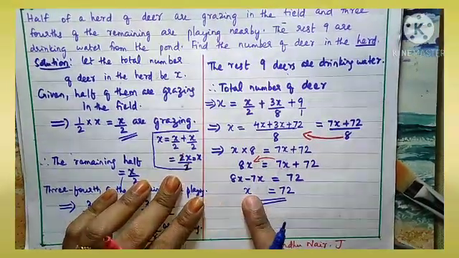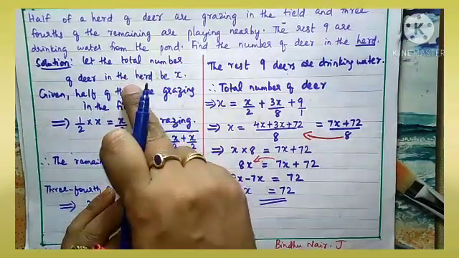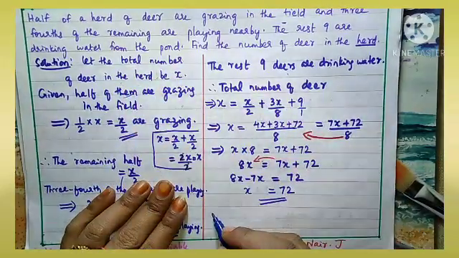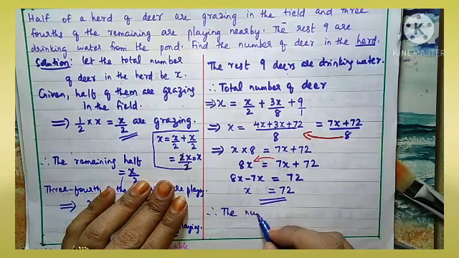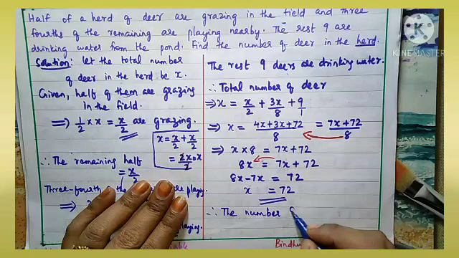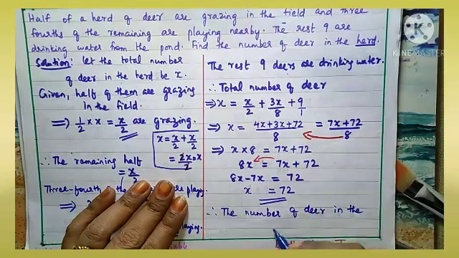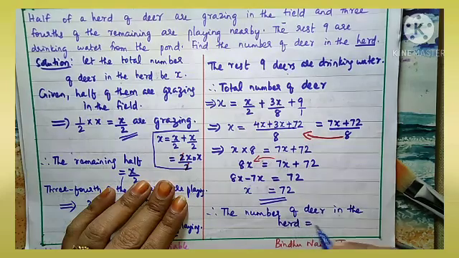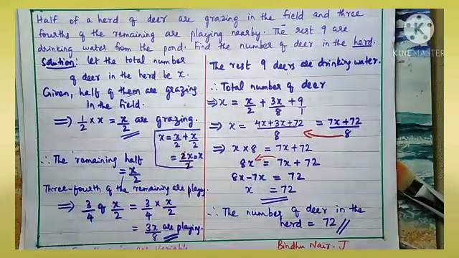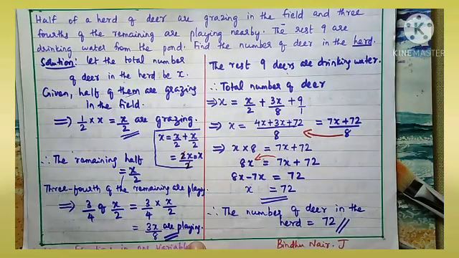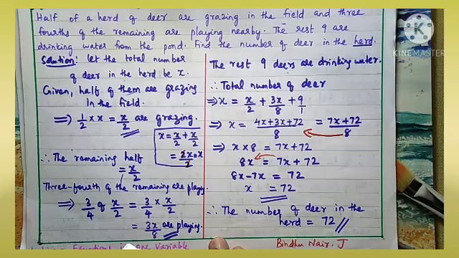And what is this x, children? What have we taken x as? Yes, the total number of deer. So finally you want to write, therefore the number of deer in the herd equals 72. So this is our required answer. How many deer are there in the herd? There are 72 deer in the herd.